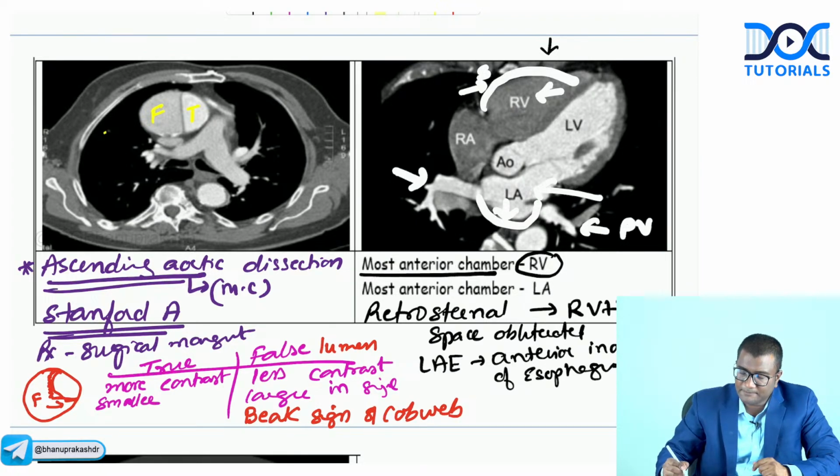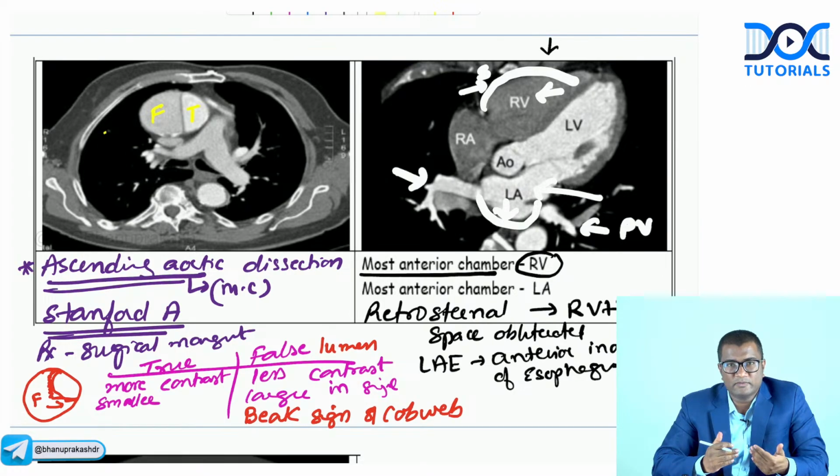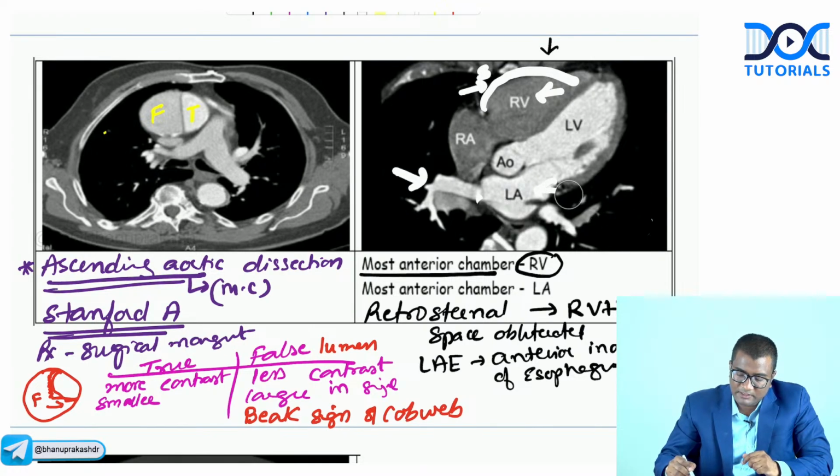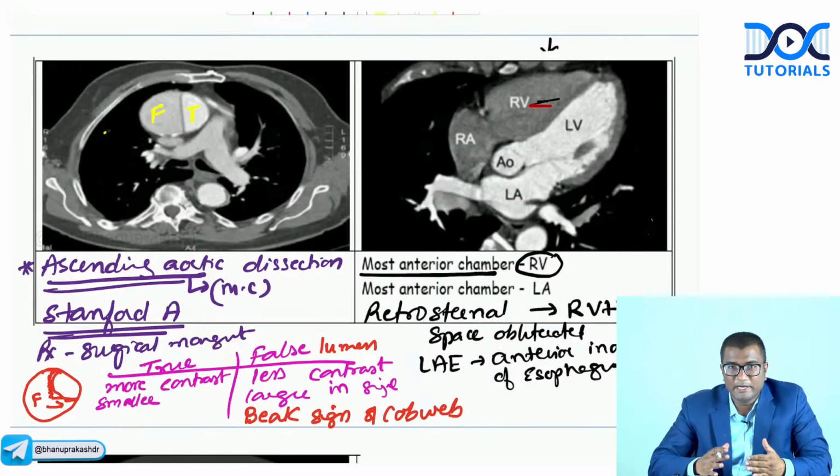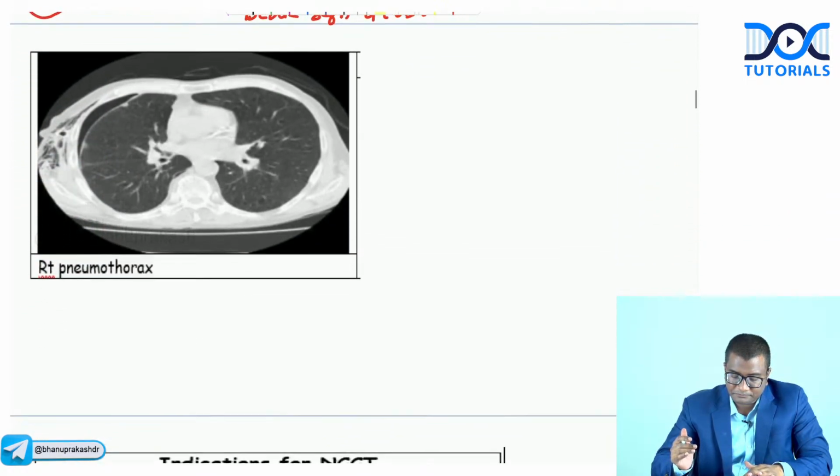Once again, try to understand. The most anterior chamber of the heart is the right ventricle. The most posterior chamber of the heart is the chamber receiving the pulmonary veins. You can see the pulmonary veins entering into it, so that chamber is your left atrium. The retrosternal space gets obliterated in right ventricular hypertrophy, and left atrial enlargement will cause compression of the esophagus.